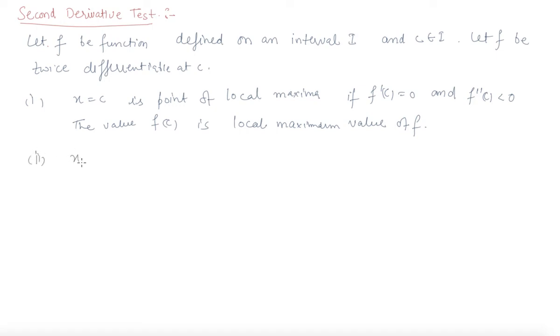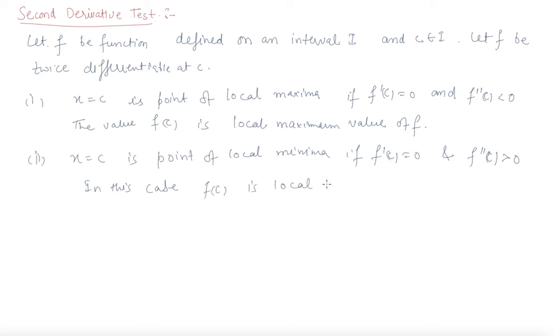Second, x equal to c is a point of local minimum, or local minima, you can say, if f dash c is again 0 here and f double dash c is greater than 0. So in this case f(c) is the local minimum. And the third point, the test fails if f dash c equals 0 and f double dash c is also 0 at a certain point. Okay, so this is the second order derivative test.